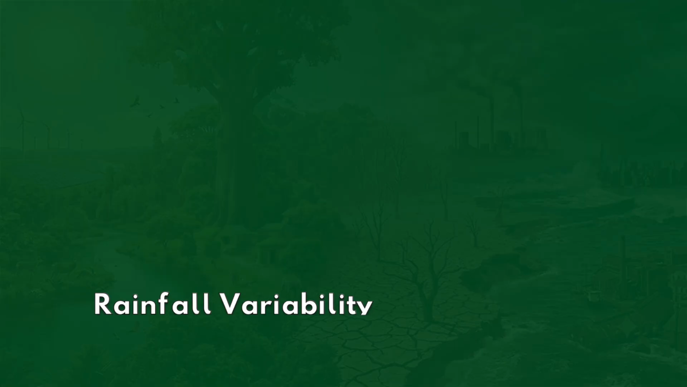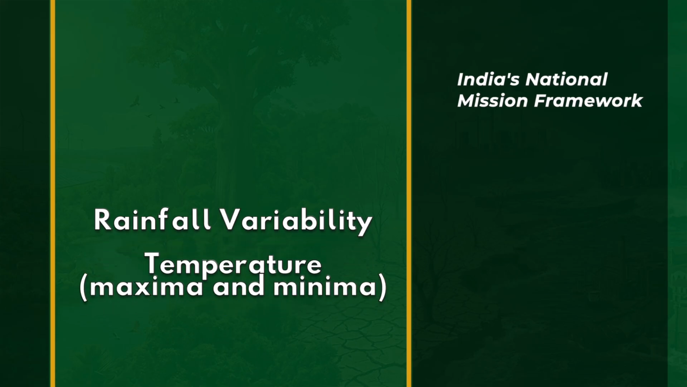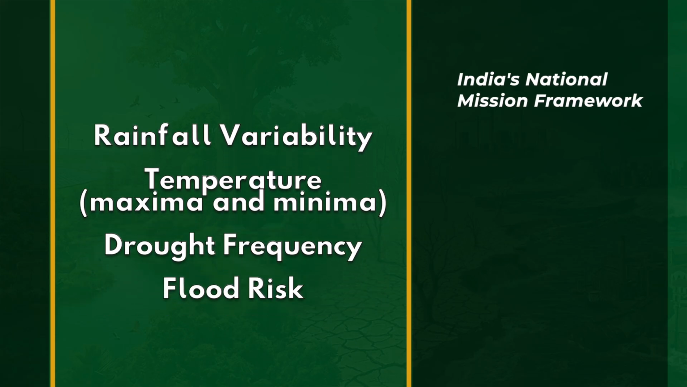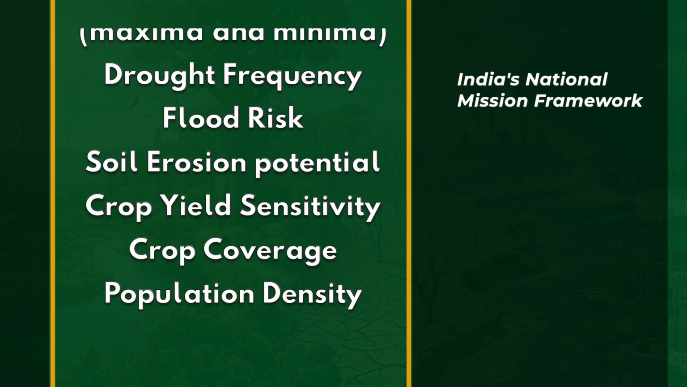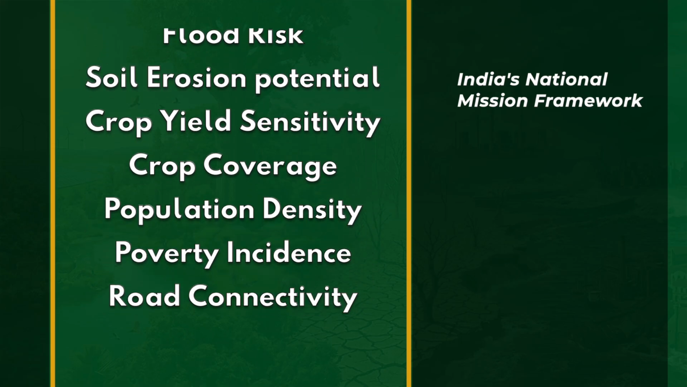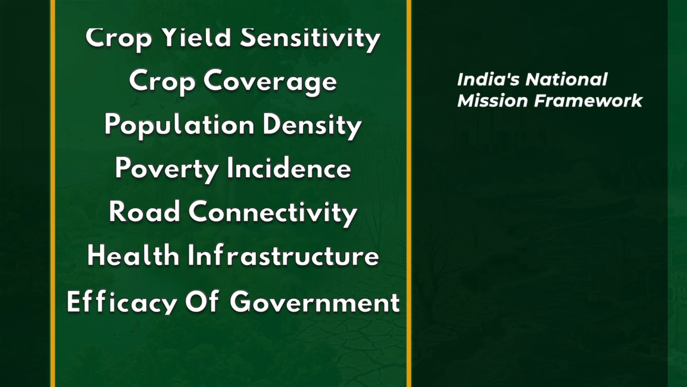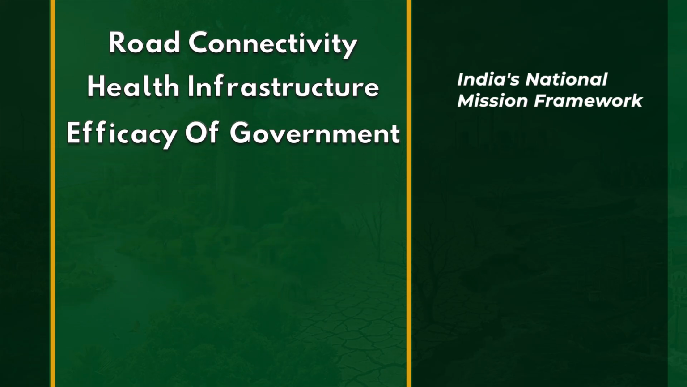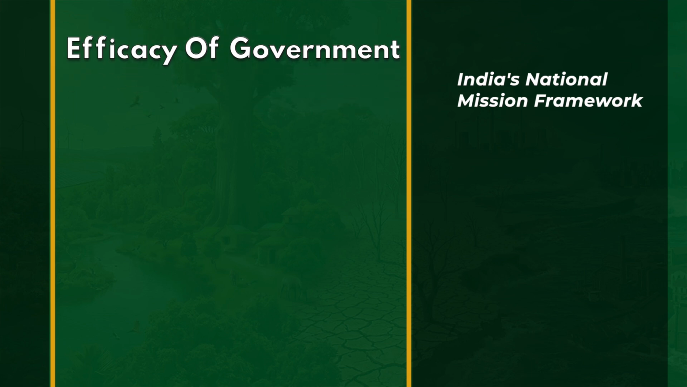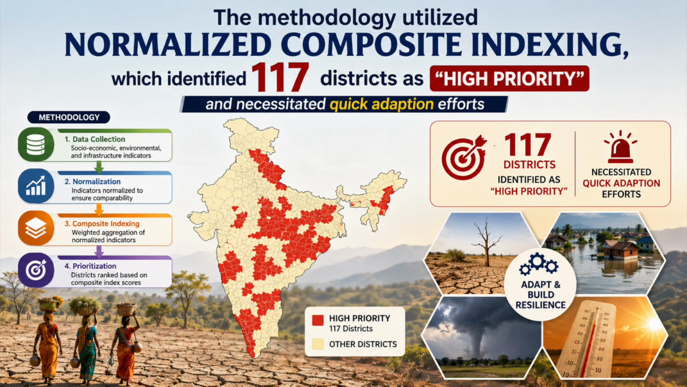across 12 aspects. These variables include rainfall variability, temperature maxima and minima, drought frequency, flood risk, soil erosion potential, crop yield sensitivity, crop coverage, population density, poverty indices, road connectivity, health infrastructure, and efficacy of government. The methodology utilized normalized composite indexing, which identified 117 districts as high priority and necessitated quick adaptation effort.